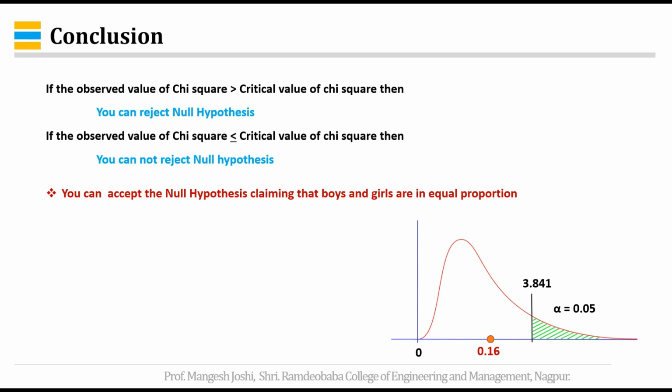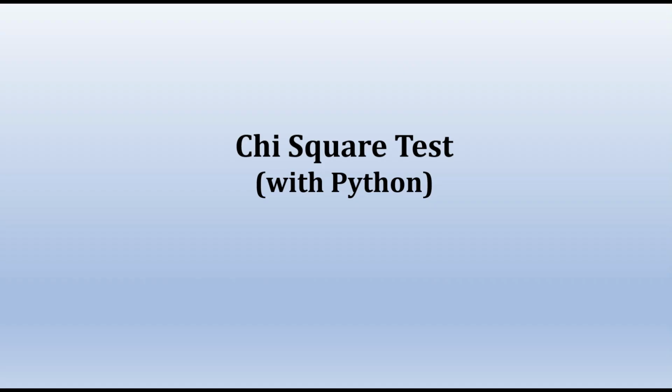So in conclusion, we can say that if the observed value of chi-square is greater than the critical value of chi-square, then you can reject the null hypothesis, meaning your observation is lying in this region. If the observed value of chi-square is less than the critical value of chi-square, which is the current case, you cannot reject the null hypothesis, meaning you have to accept it. So we can state that you can accept the null hypothesis, claiming that boys and girls are in equal proportion. This was the one example.